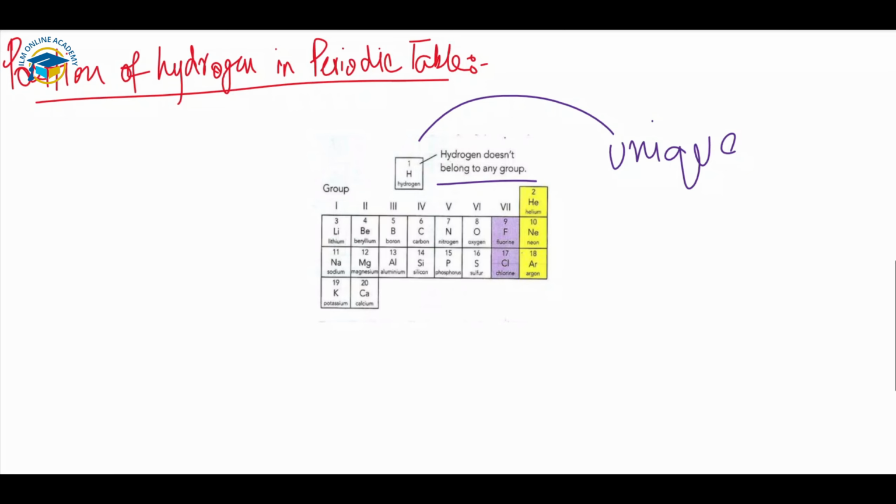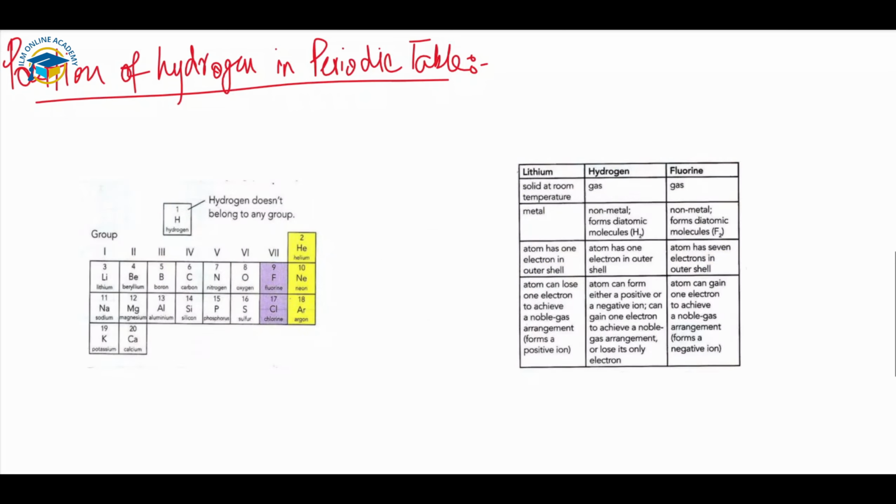This is a table that shows the comparison of hydrogen with the group 1 elements like lithium, or with the group 7 elements like fluorine. Fluorine is the first element of group number 7, which we call the halogens.